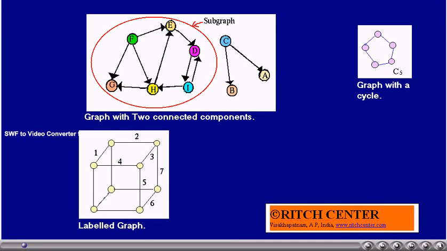For example, we can see in this slide some graphs with two components. The first graph has two components. Similarly, we have a labeled graph where the edges are given some weights. At the same time, on the right hand side of the slide, we have a graph having a cycle.